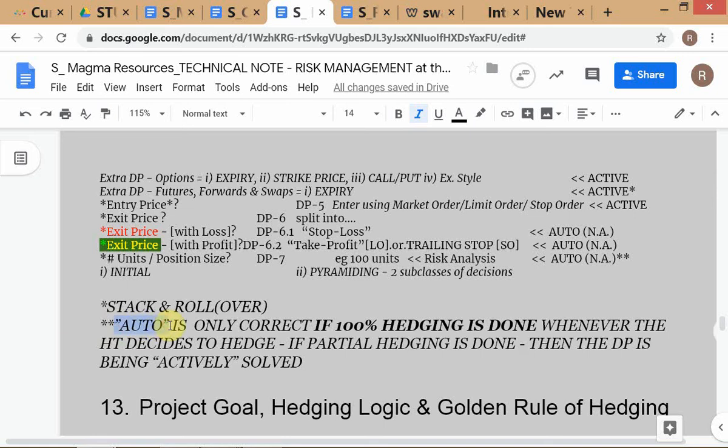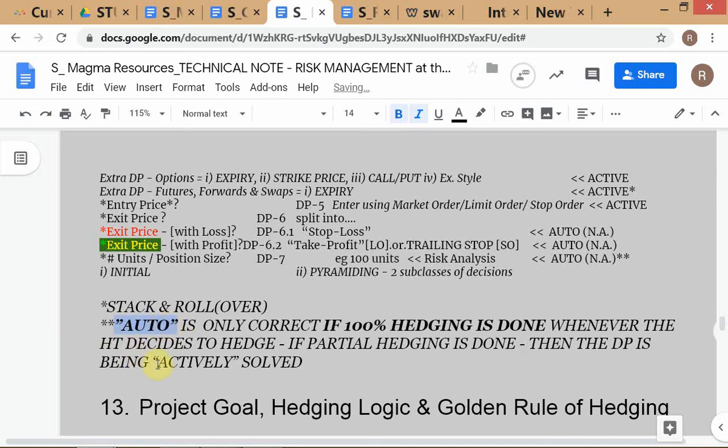So I'm just going to highlight this so that everyone's clear about this. Have you followed what I'm doing here? Okay, that's why I've written this in this manner. Okay, all right, so that finishes our decision problems.